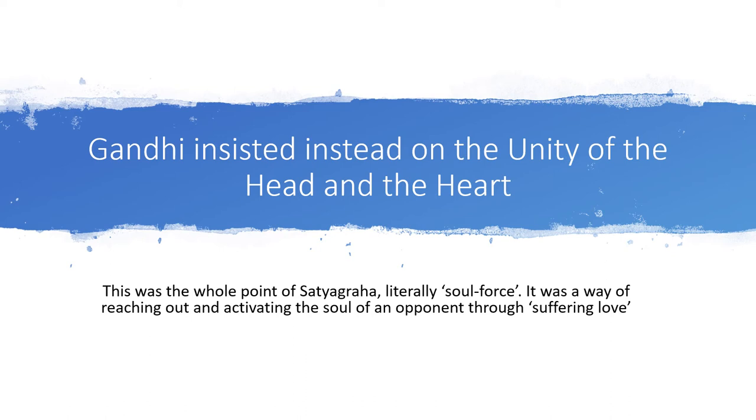So one of the ways that Gandhi expressed this idea of satyagraha was by insisting on the unity of the head and the heart. So again, opposed to just the idea of rationality, to convince people we have to speak to their head and heart at the same time, not just their rationality, but their emotion too. And this was the whole point of satyagraha for Gandhi. It literally means soul force. It's a force that reaches the soul of another person. It was a way of reaching out and activating the soul of an opponent through suffering, what Gandhi called suffering love. So the idea is that people are going to be reached by the sight of suffering and the attempt to reach out and touch and activate the soul.